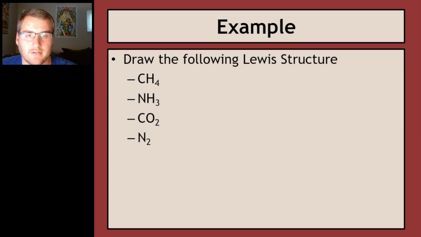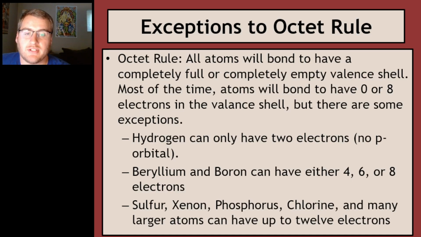Speaking of which, here's a whole bunch of exceptions. The octet rule, like we said, says all atoms will bond to have a completely full or completely empty valence shell. Most of the time, they'll bond to have 0 or 8 electrons in their valence shell, but there are some exceptions. That first one we've already mentioned, hydrogen. Hydrogen can only have 2 electrons, because it has no p orbital, there's no 1p orbital, it can only hold up to 2.